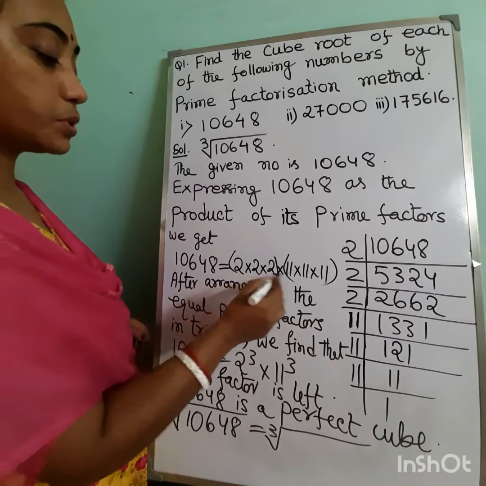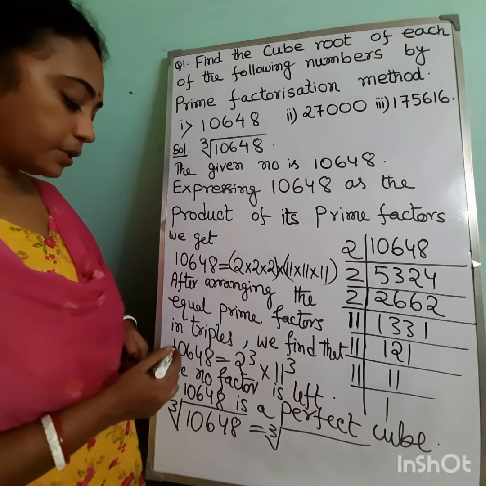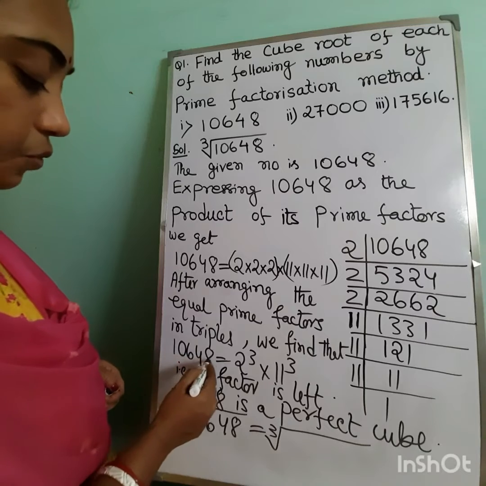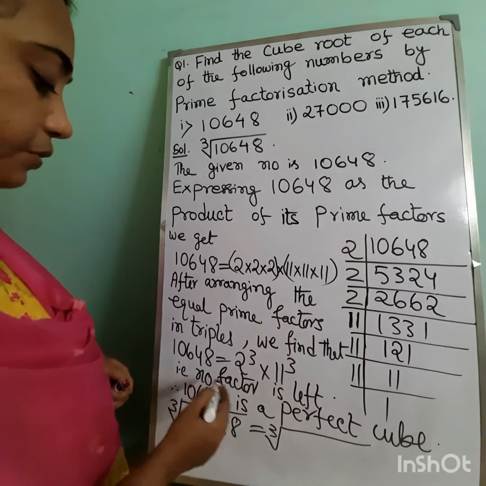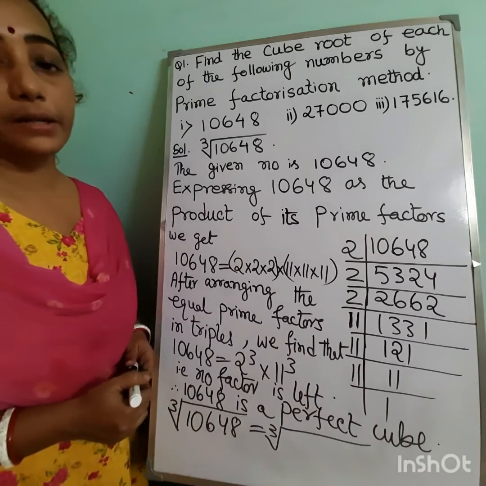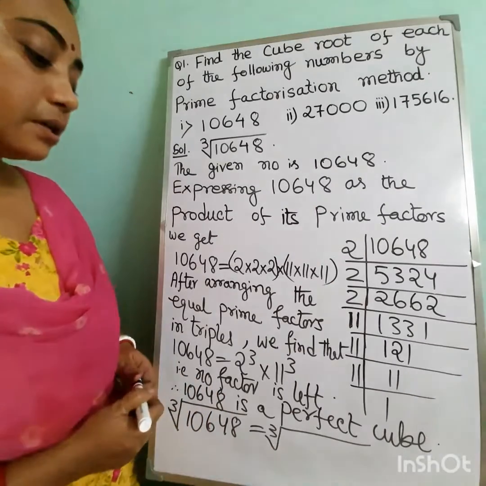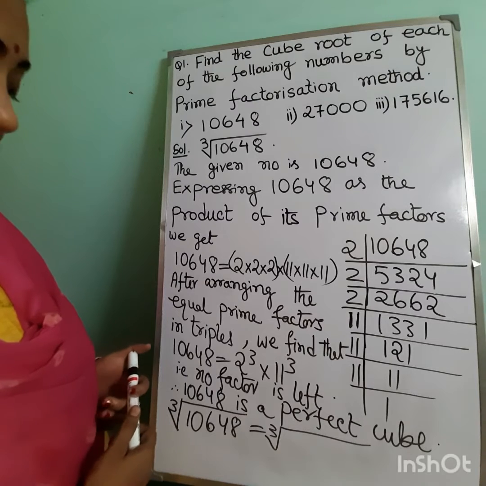But that means 3 2s and 3 11s are there. So that means we can write 10648 is equal to 2 cube multiplied by 11 cube. Here we can see that no other factor is left. That means the given number is a perfect cube.